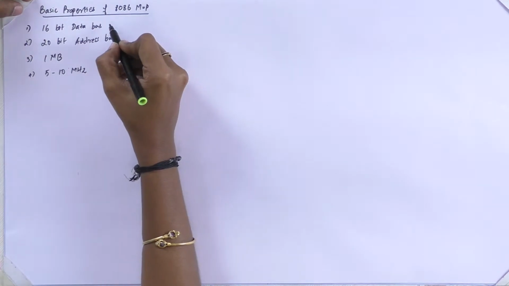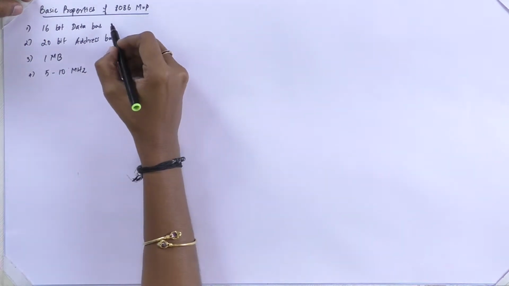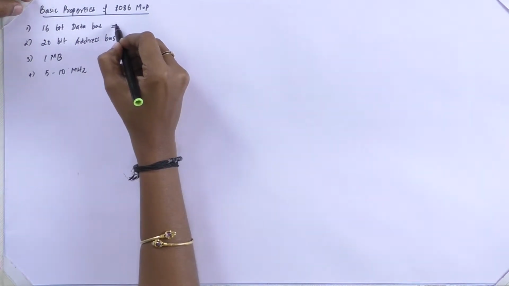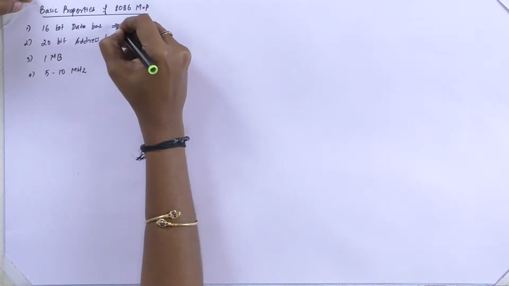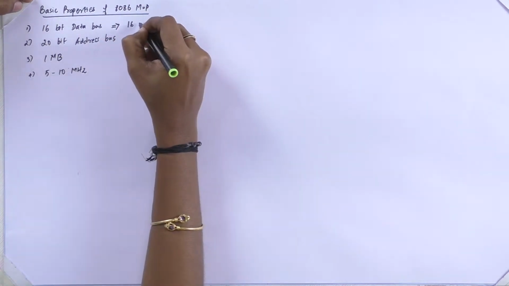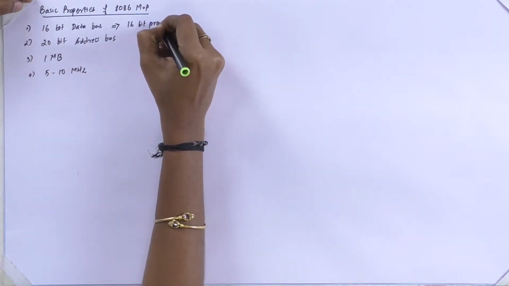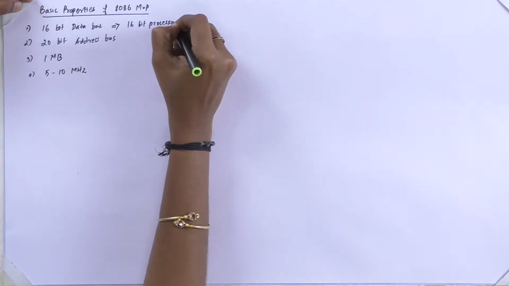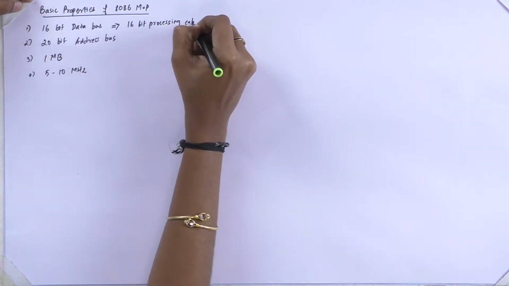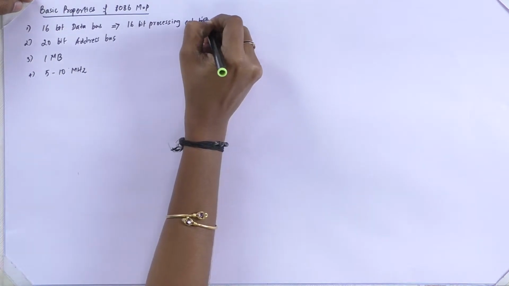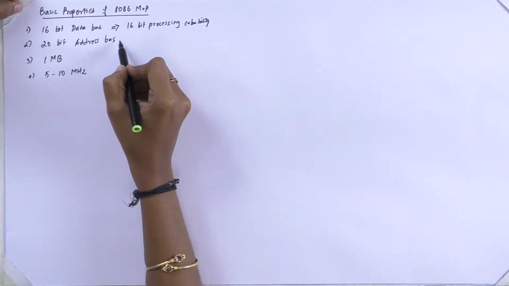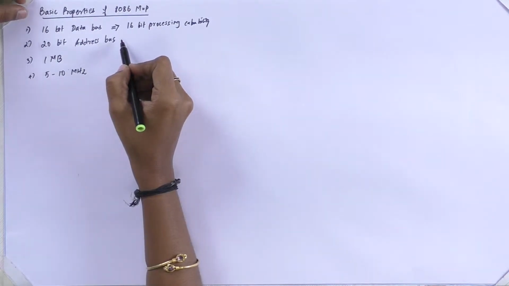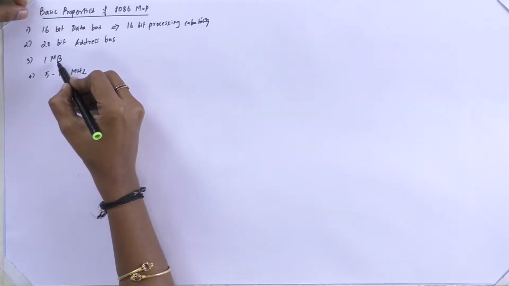First property is 16-bit data bus. It means that this 8086 microprocessor is capable of processing data bits up to 16. And next, this address bus is made up of 20 bits and the memory capacity is 1 megabyte.